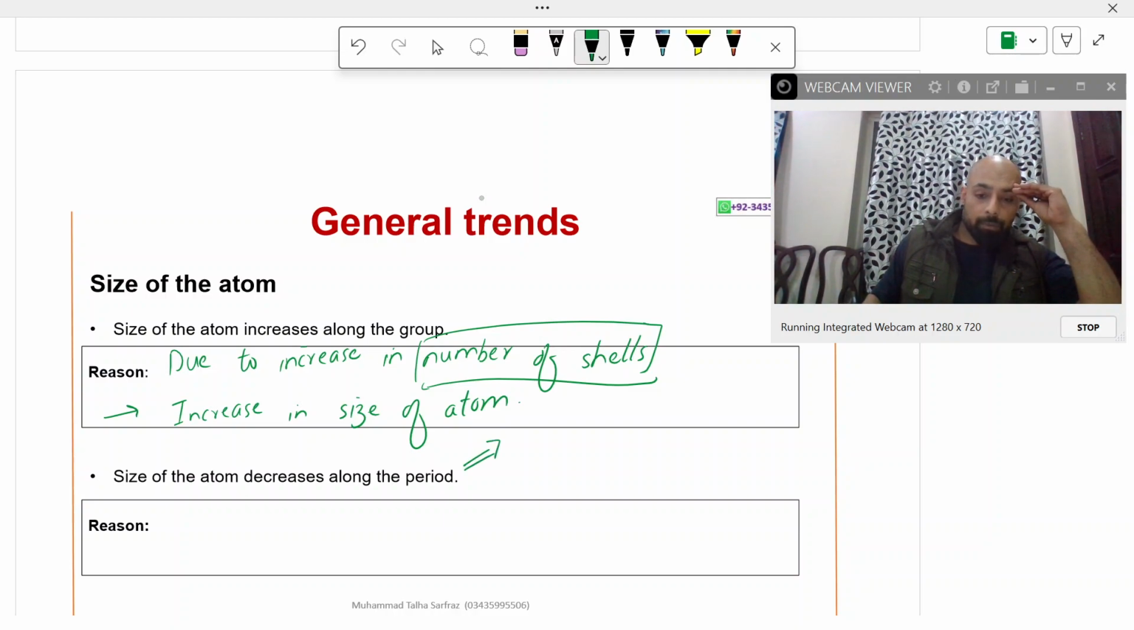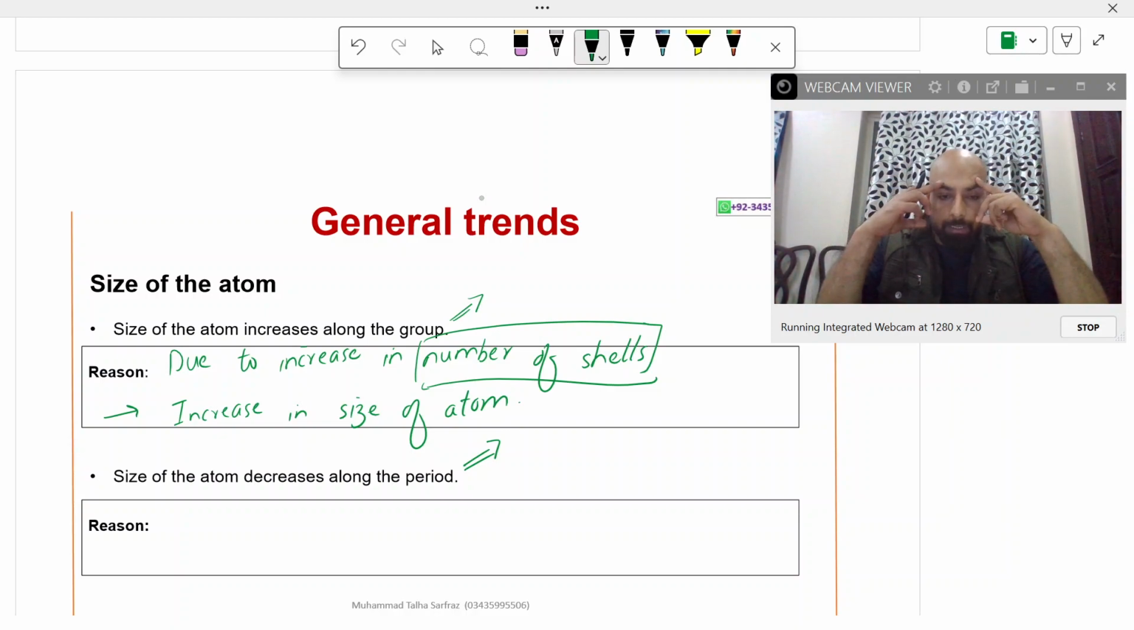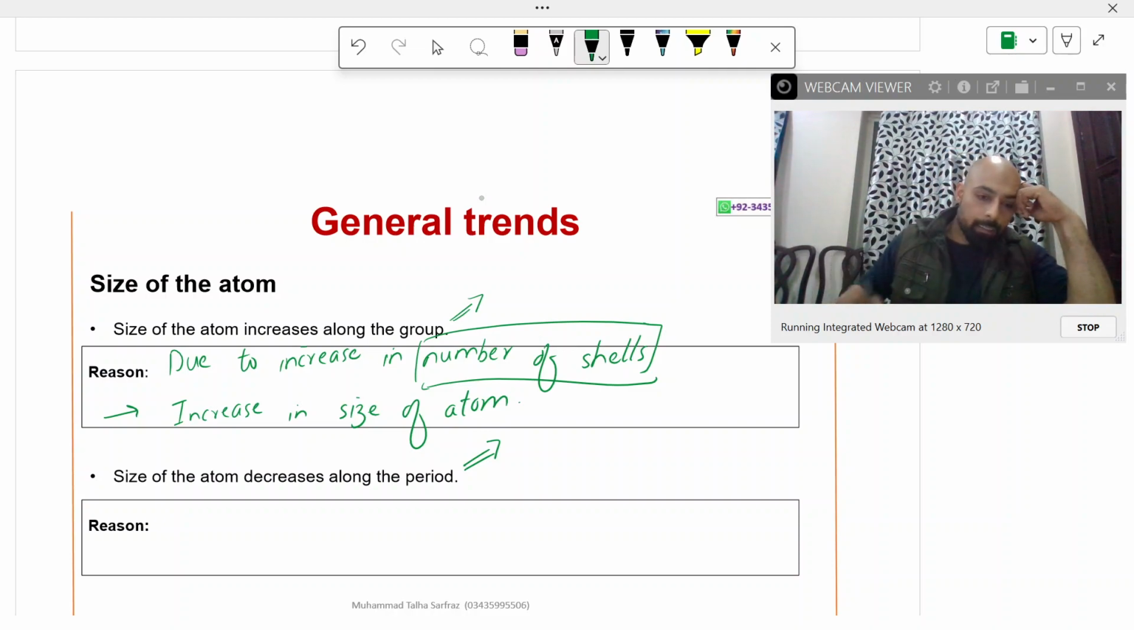ये पेपर में बहुत ज़्यादा क्वेश्चन आते हैं. दे आस्क यू द ट्रेंड्स, के बताओ भाई लेफ्ट टू राइट क्या हो रहा है साइज को, और टॉप टू बॉटम क्या हो रहा है साइज को. सो मेक श्योर यू गाइस आर प्रीटी मच क्लियर अबाउट दिस. आप सबको पता होना चाहिए कि साइज ऑफ द एटम जो होता है वो अलोंग द ग्रुप क्या हो रहा है, बड़ा हो रहा है एटम का साइज, और अलोंग द पीरियड वो डिक्रीज हो रहा है साइज उसका. ठीक है, so let's write it down. The size of the atom decreases along the period.